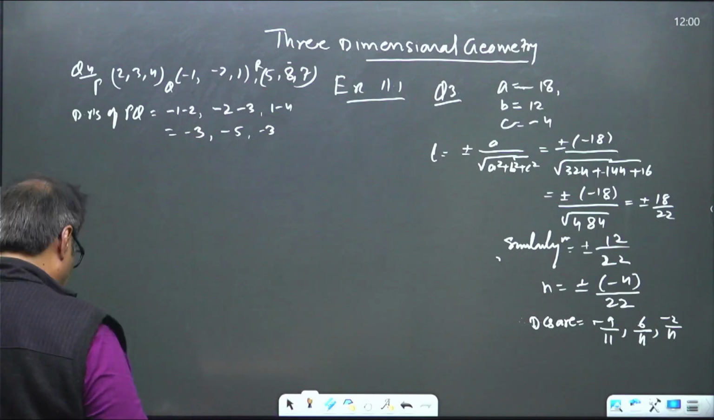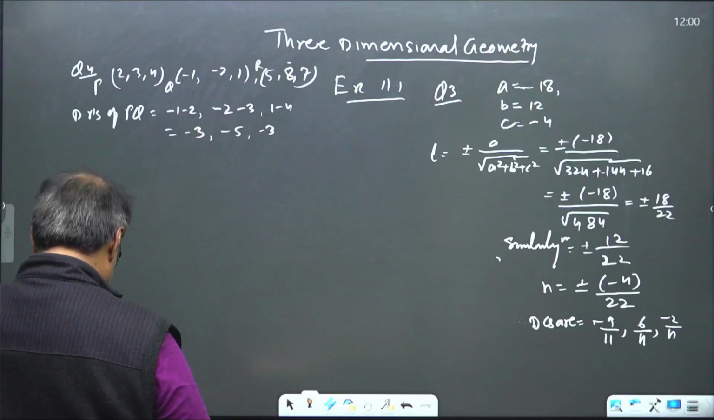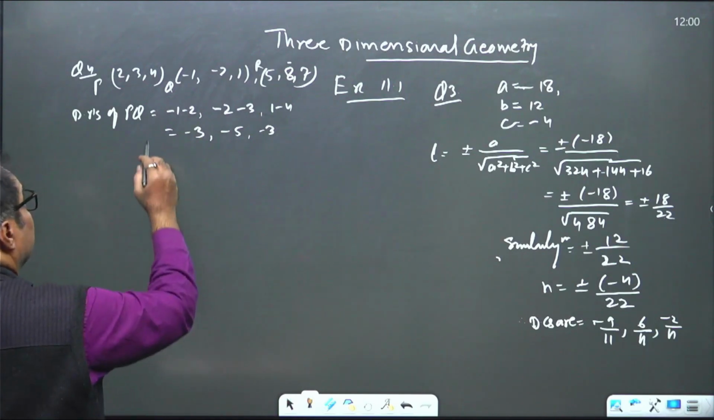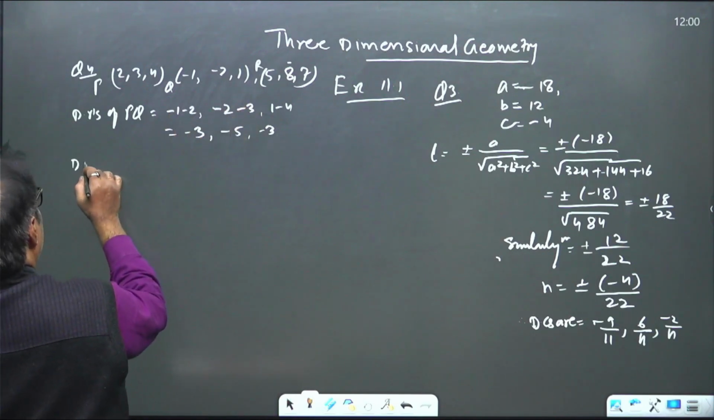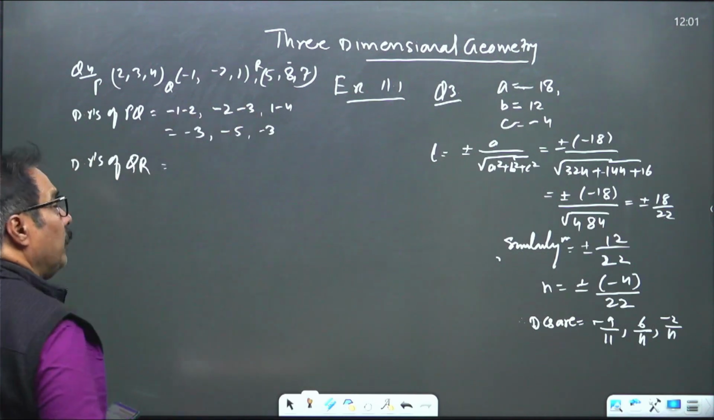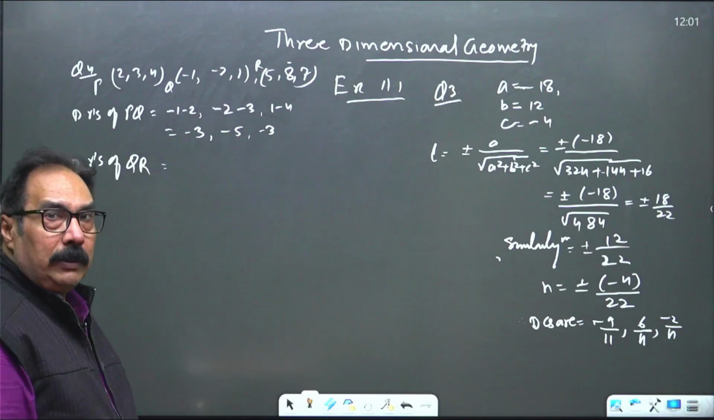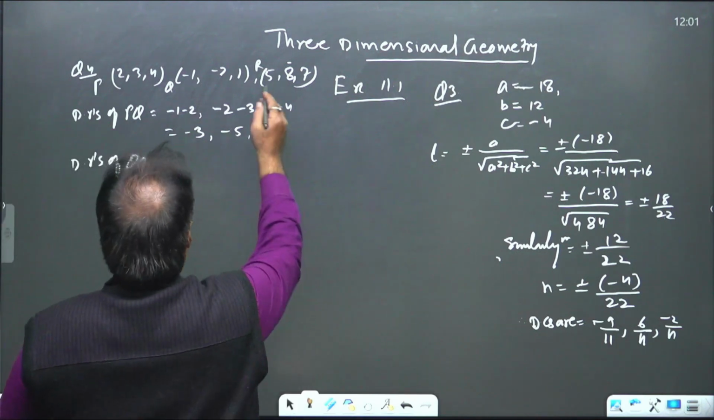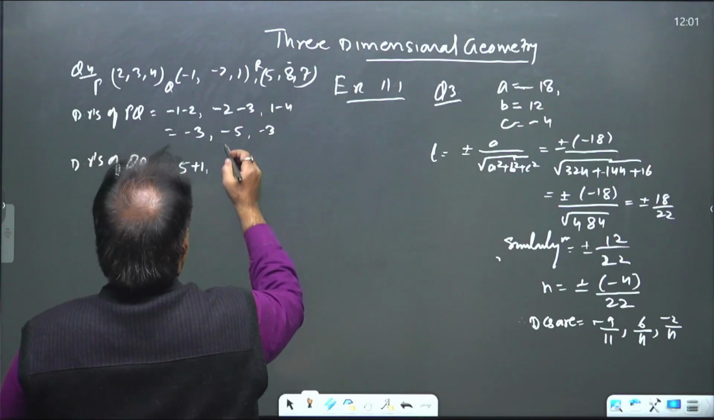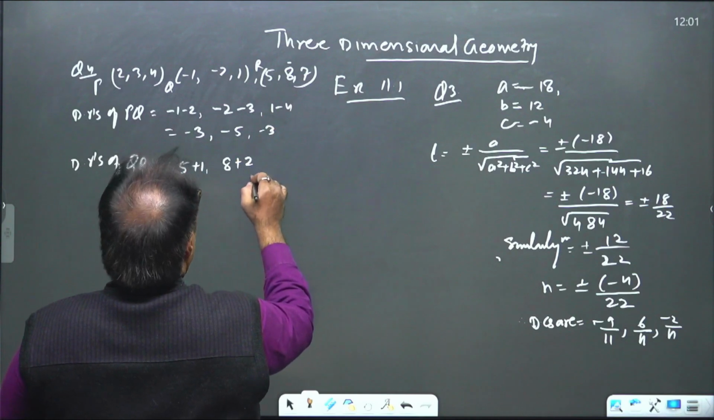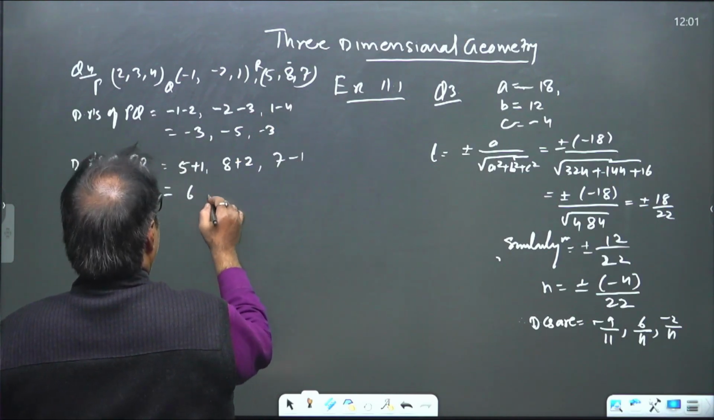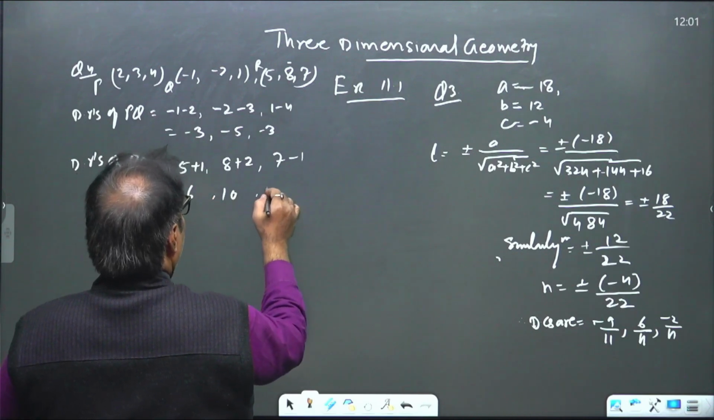So the direction ratios of PQ we have calculated by applying the formula x2 minus x1, y2 minus y1, and z2 minus z1. Now find the direction ratios of QR by applying the same formula. So this will be 5 plus 1, then 8 plus 2, and then 7 minus 1. So this is equal to 6, 10, and 6.